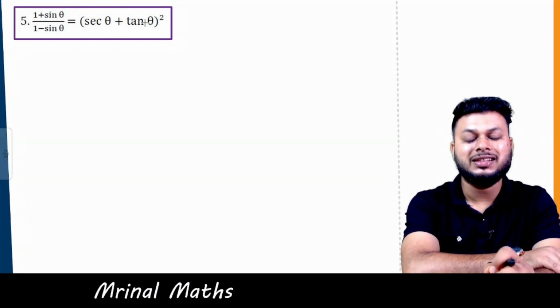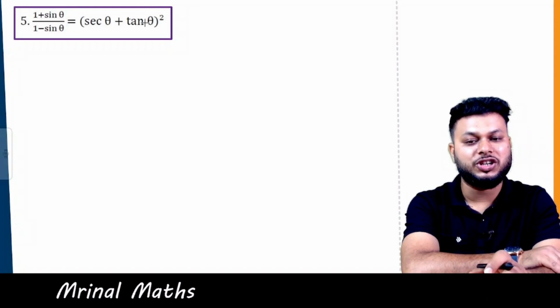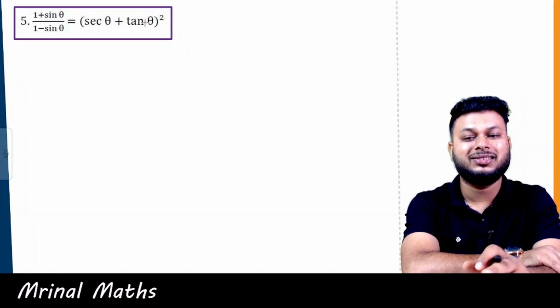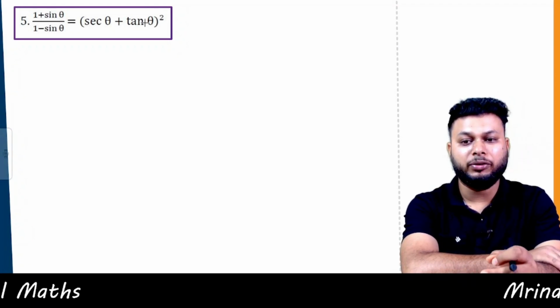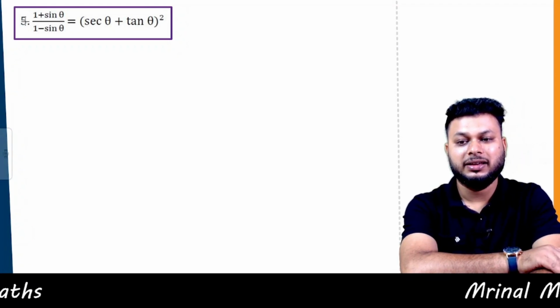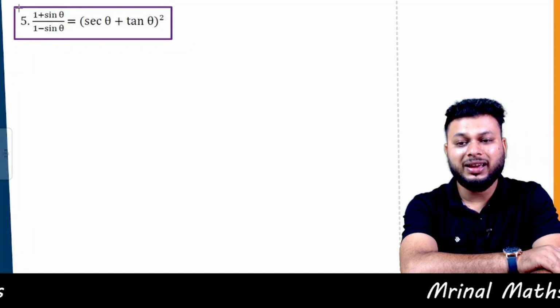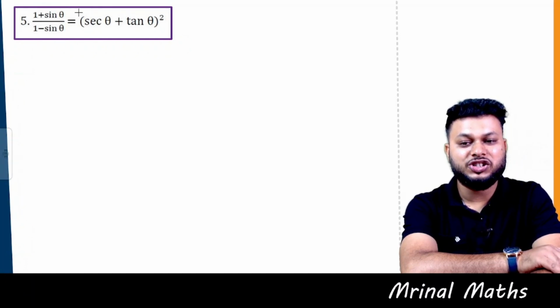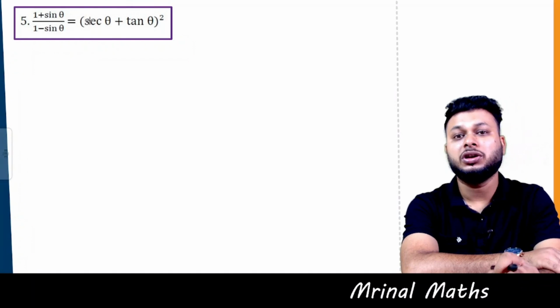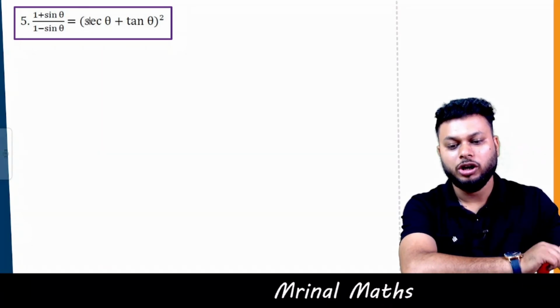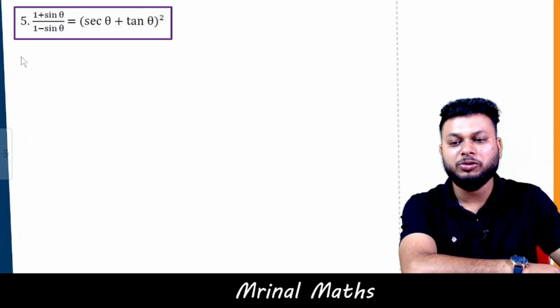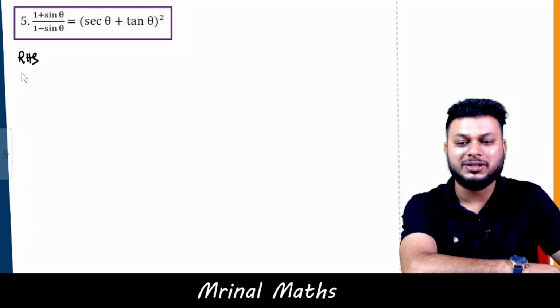If you look at the right hand side, here you can do many of the changes. First of all, sec θ can be written as 1 by cos θ. Now whenever we get cos and sin, see, one of the sides is already in form of sin. So if I change the other side into sin and cos, we can easily get this result. I hope you understand this point. So let us start this problem with the right hand side and see what happens.